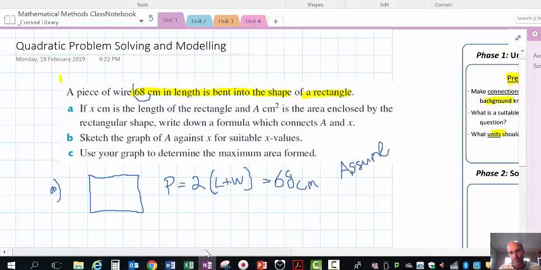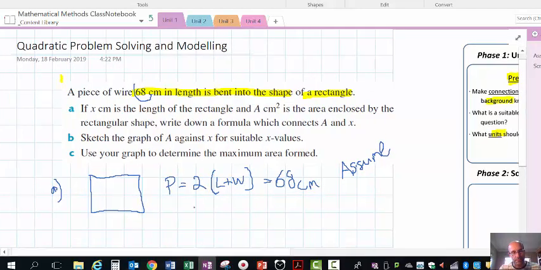with some problems. Okay, well, what else have we got to do? And reading on, we've got A is the area enclosed by the rectangular shape, so we don't know the area so far. Write down the formula that connects A and X. So I'm thinking also in the predict that we're going to have some quadratic, because we're studying quadratics, A of X, which will be a quadratic formula used somewhere.